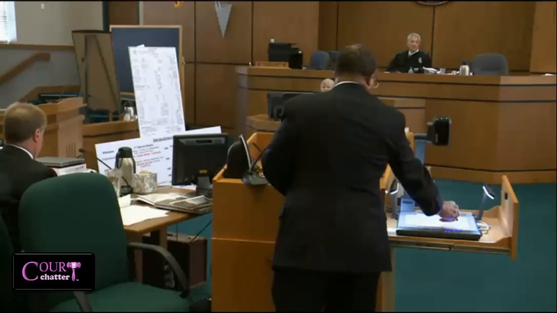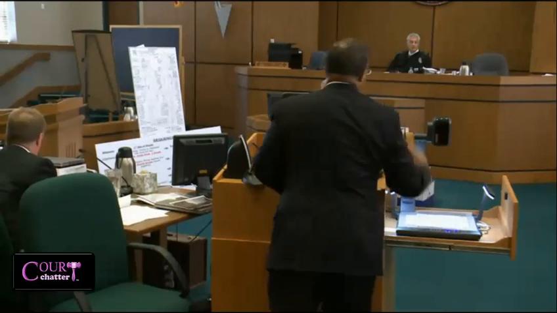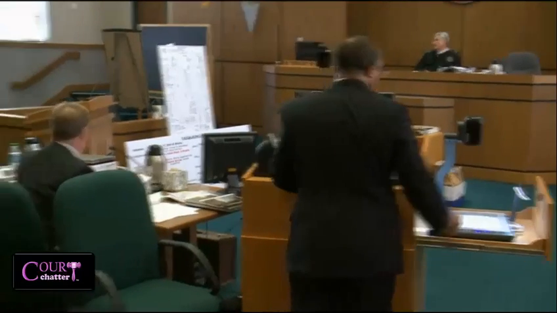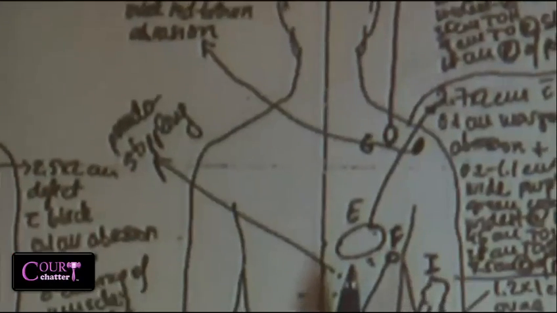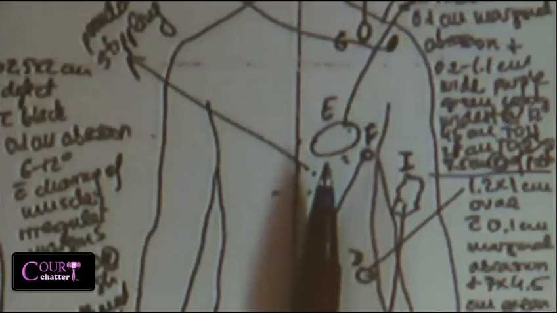Let's start with I. The wound to the tricep area, that big gaping wound. There's another one, E. It's located where the pin is. Okay.